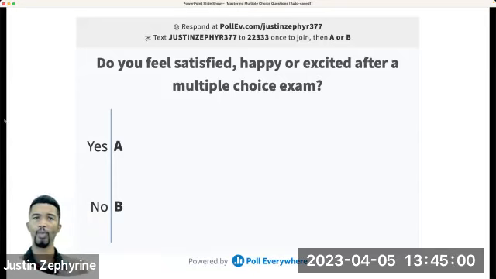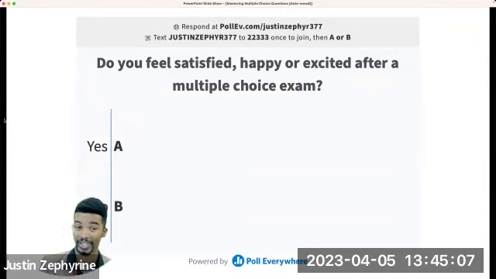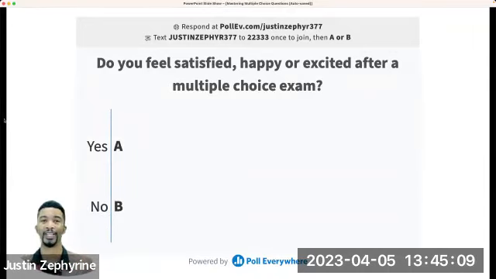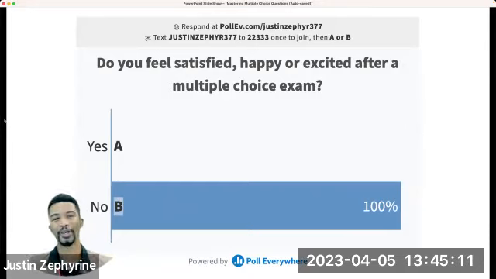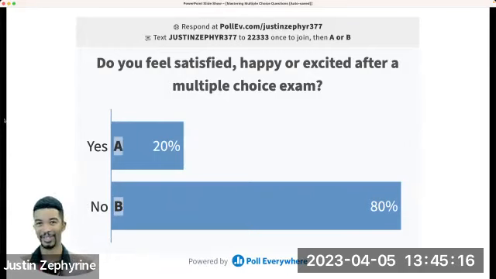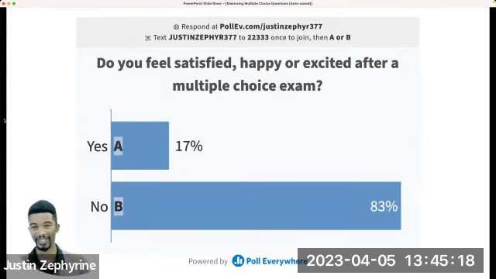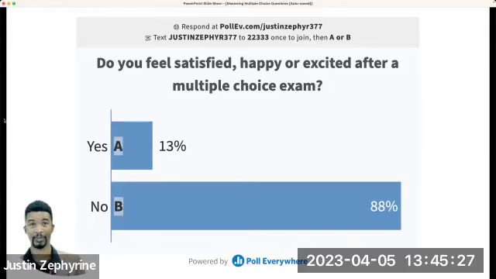One more question. Do you feel satisfied or happy or excited after a multiple choice, a short answer, or a true or false, or any exam for that matter? Do you feel happy? 100% of you said no. Then we have some people, like 20%, who say yes. We still have a landslide, a majority vote of 83% said no. I might ask you to elaborate on those feelings later on in this session.